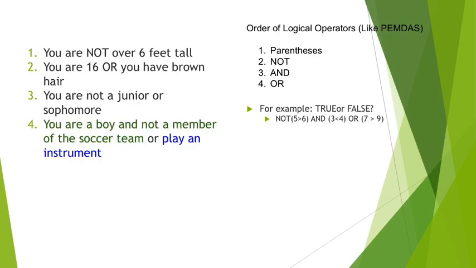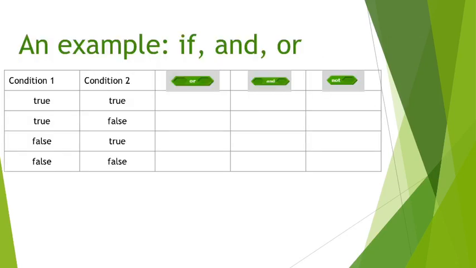We're going to come back to that at the very end. But we have to think about order of operations. In other words, we have to look for what's inside the parentheses first and evaluate that. Then we evaluate the nots. Then we evaluate the ands. And then finally, we're going to evaluate the ors. So we're going to come back to that a little bit later.